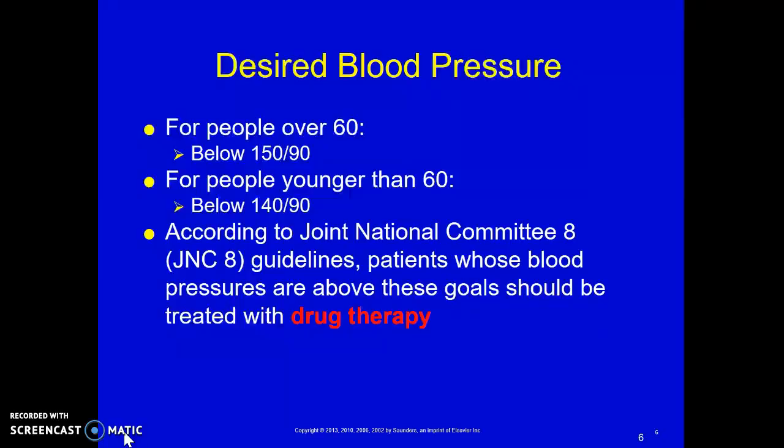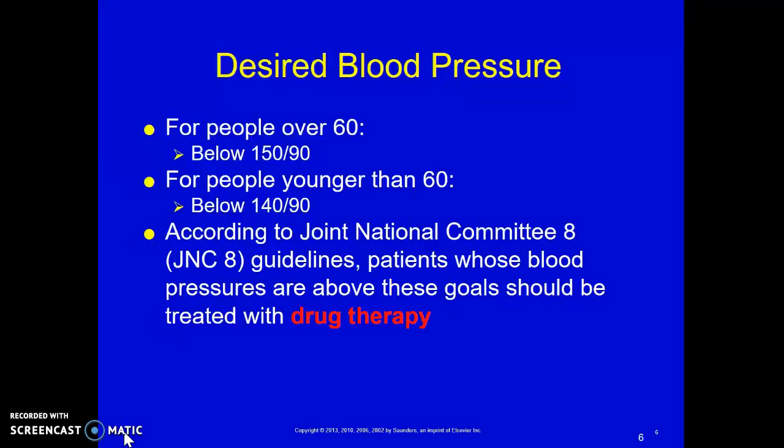In terms of controlling blood pressure, people over 60 should have blood pressures that are below 150/90, and people that are younger than 60 should have blood pressures that are lower than 140/90. And these findings are really based on a huge guideline. We talked about guidelines and how those are developed, but this is from the Joint National Committee 8 that met to look at what point patients should receive drug therapy.